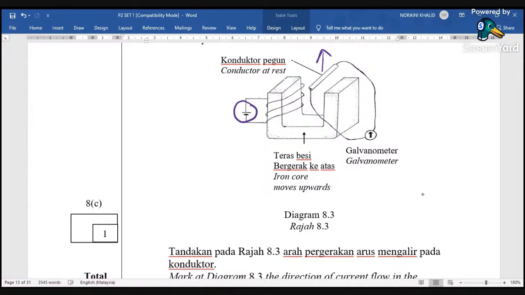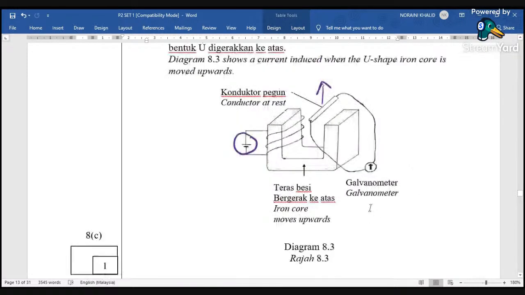So there is a magnetic field of the coil of wire here. So when move up, okay, this wire or conductor, if move up, it will cut the magnetic field lines of this wire. Okay, so direction of the magnetic field for the wire, you can apply right hand grip rule. Right hand grip rule. Okay, current flow like this.